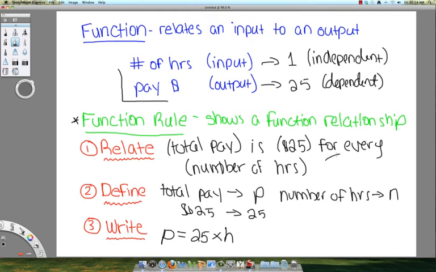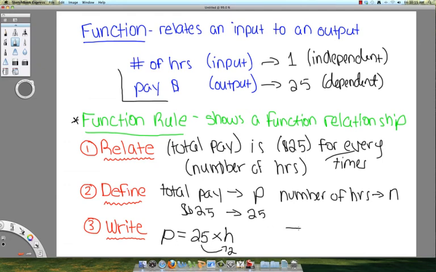We could have even written this out as times number of hours because you know that for your total pay, you're making $25 per hour, and that means times, right? So if you work 1 hour, you're making 25. 25 times 1. If you're making 2, it's 25 times 2, which is going to be $50 in pay.